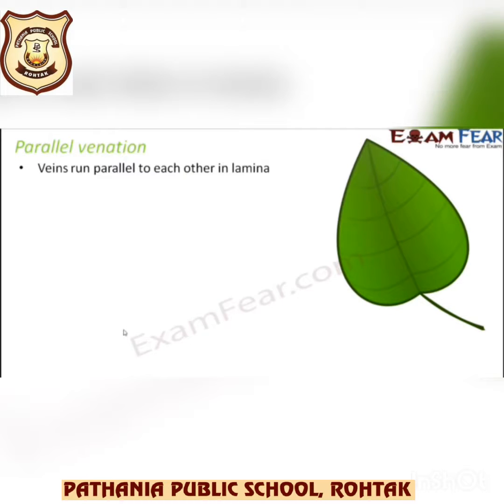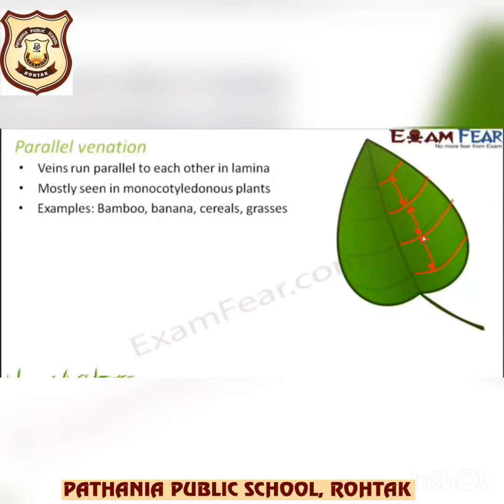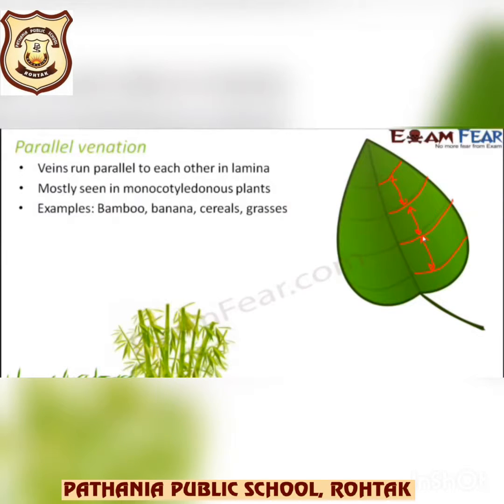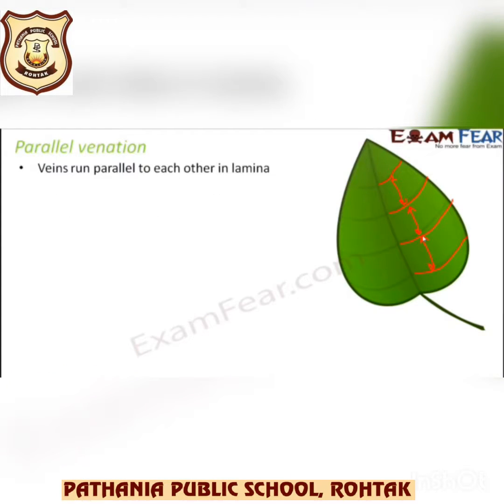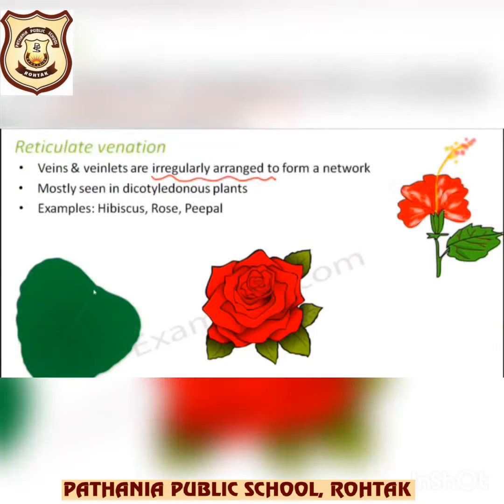In parallel venation, veins run parallel to each other in the lamina, right? It is mostly seen in monocotyledonous plants: bamboo, banana, cereals, grasses. These show parallel venation. All right, so I hope it is clear to everyone.